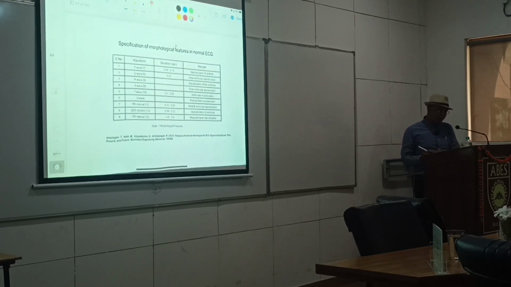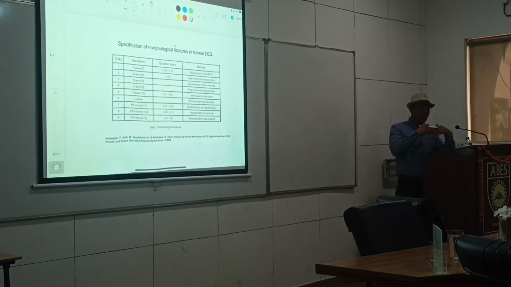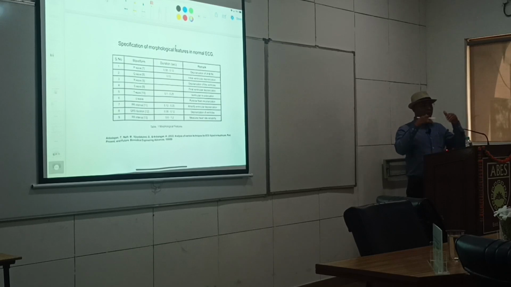What is this table? It says that P wave duration is this. This is depolarization of the left atrium and right atrium. To understand heart health, it is important that we understand a little about its physiology: how chambers pump blood, where it comes from, what is the circuit in it.